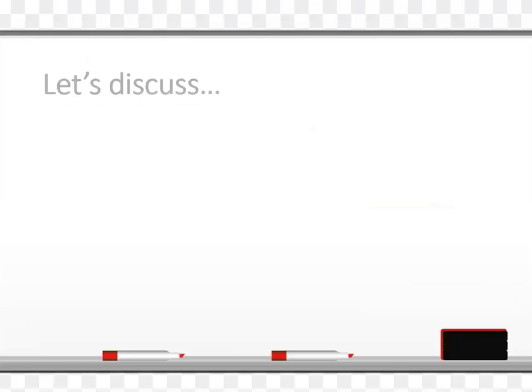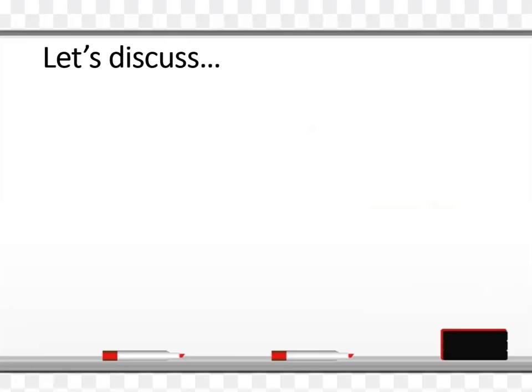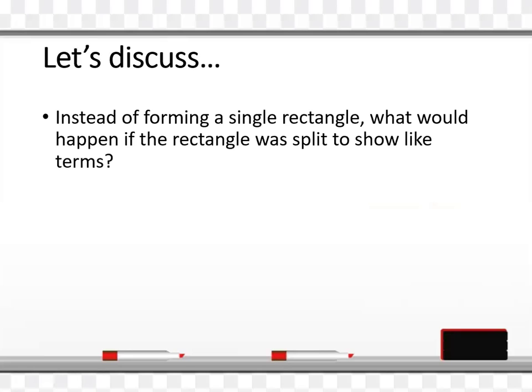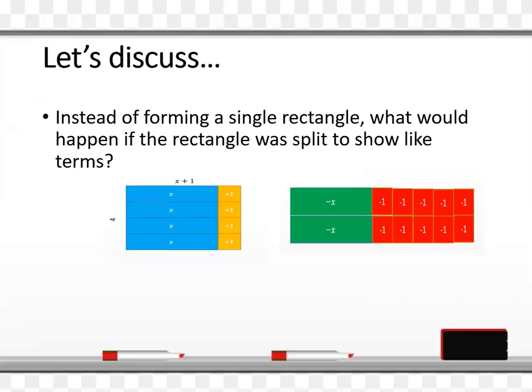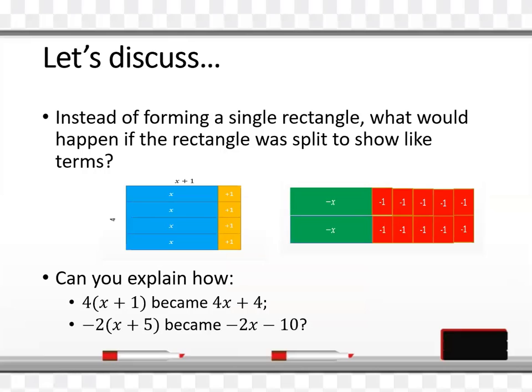Now let's have a discussion. Based on the examples we just did, suppose we wanted to split the rectangles to show the like terms. What would be the area of the separate parts in each rectangle? Here's a reminder of our rectangles. So while you think, consider these questions. Can you explain how 4 times x plus 1 became 4x plus 4, and how negative 2 times x plus 5 became negative 2x minus 10?